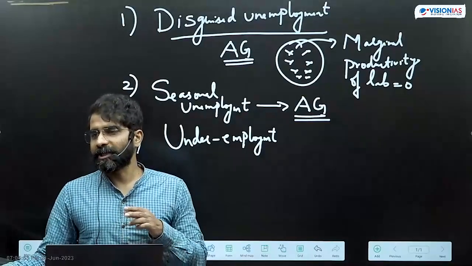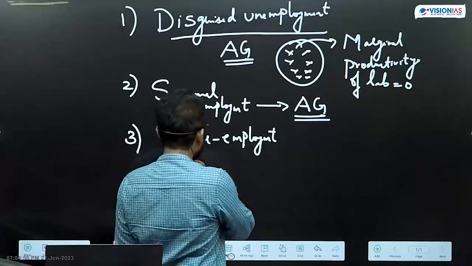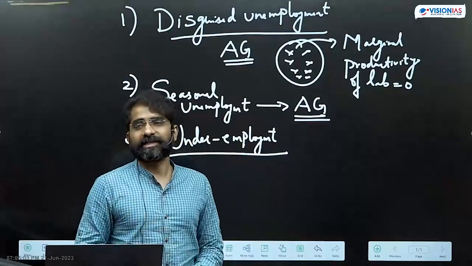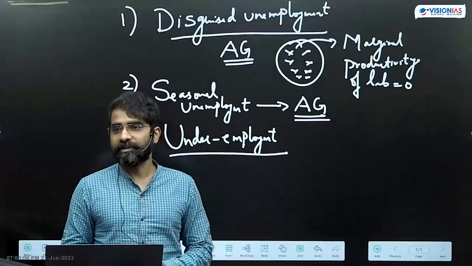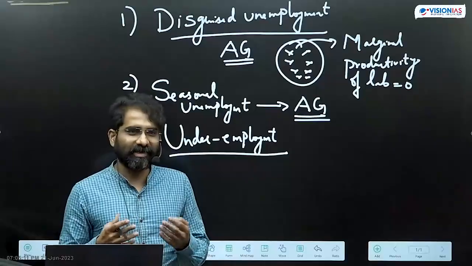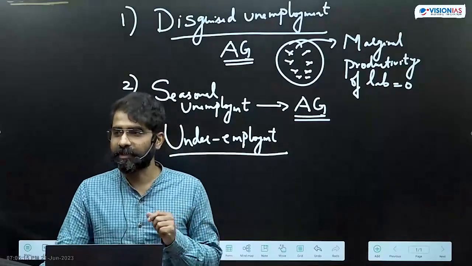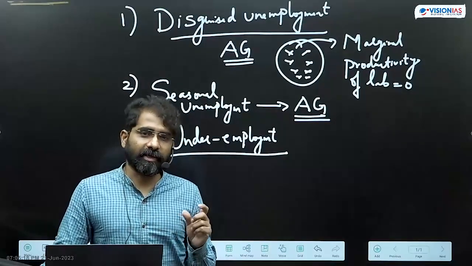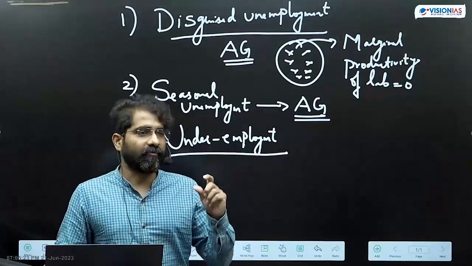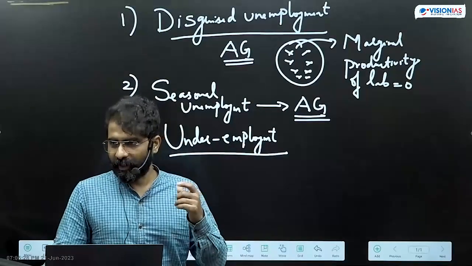So one aspect of underemployment is somebody who is working below his skill set. For example, engineers working in a call center, or MBAs working as receptionists. You are working way below your qualification or your skills. This is called underemployment, one aspect of it.